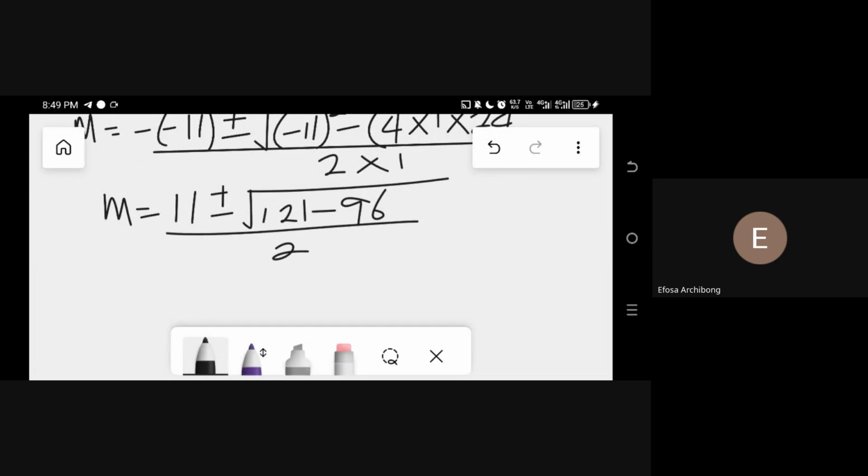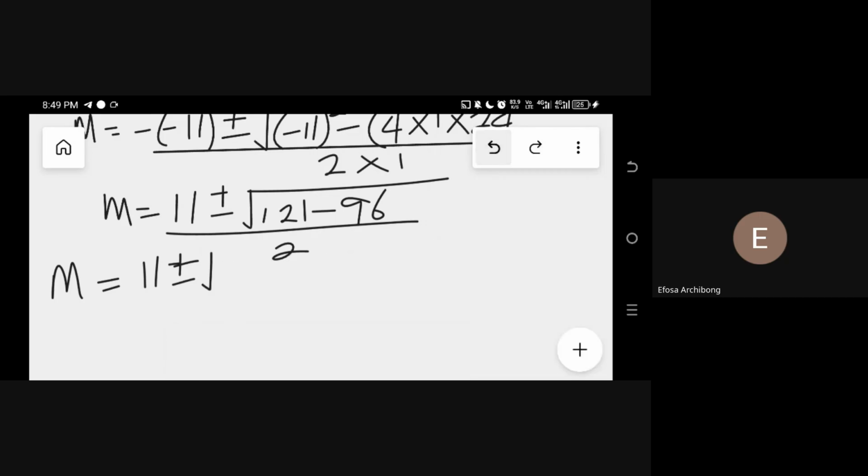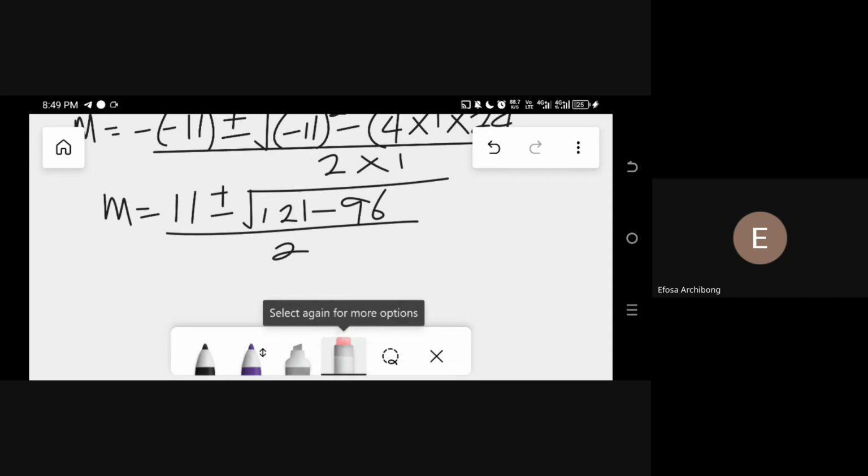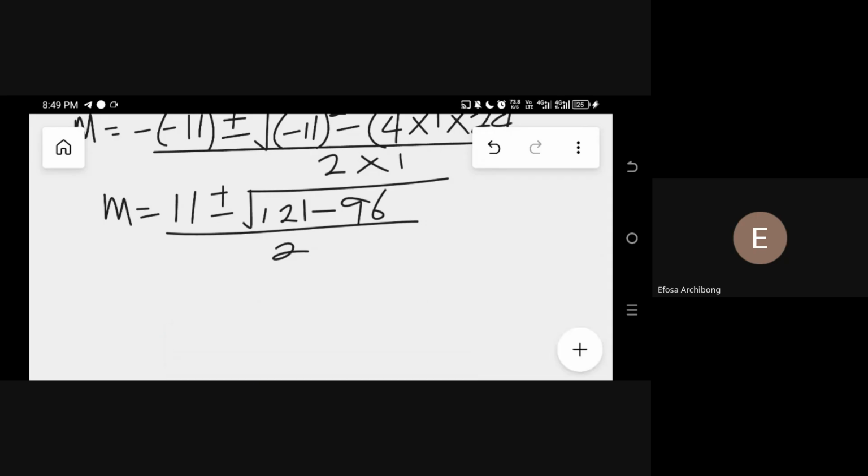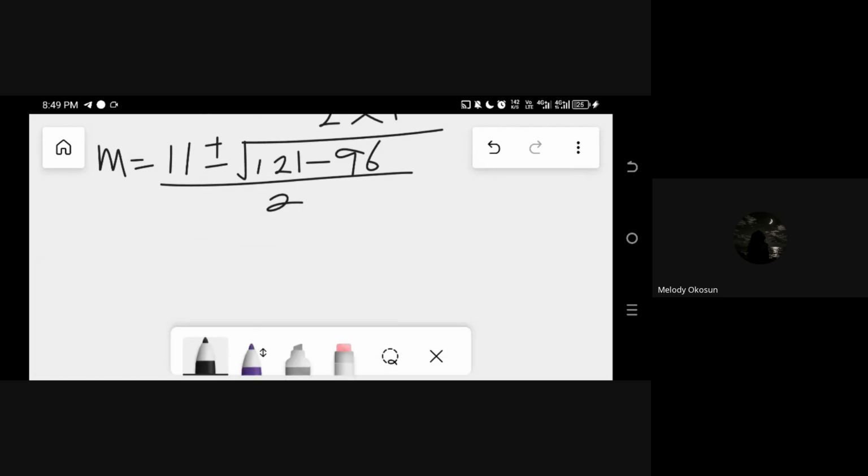So over 2. And now we have m is equals to 11 plus or minus 121 minus 96. 121 minus 96 is what? 25. Okay, so m is equals to 11 plus or minus square root of 25 over 2.